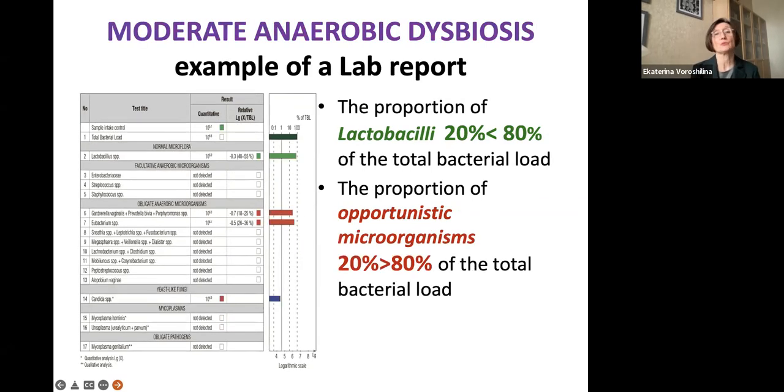The third variant was moderate dysbiosis. It's an intermediate state of vaginal microbiota when the proportion of lactobacilli and opportunistic bacteria were more than 20%, but less than 80% of the total bacterial load. And depending on the prevalence of a specific group of bacteria, we can identify 3 types of dysbiotic conditions: aerobic dysbiosis, anaerobic dysbiosis, and mixed dysbiosis.